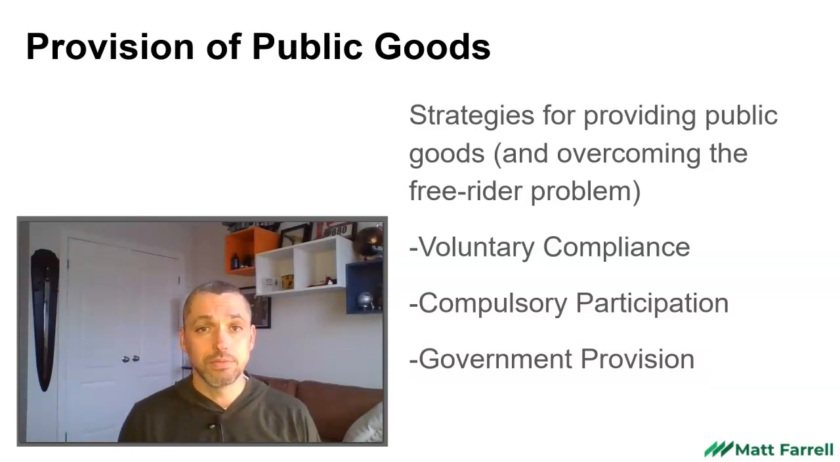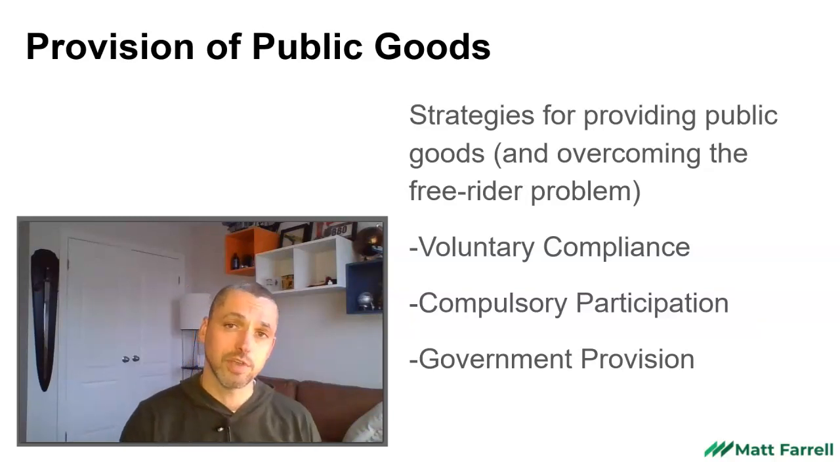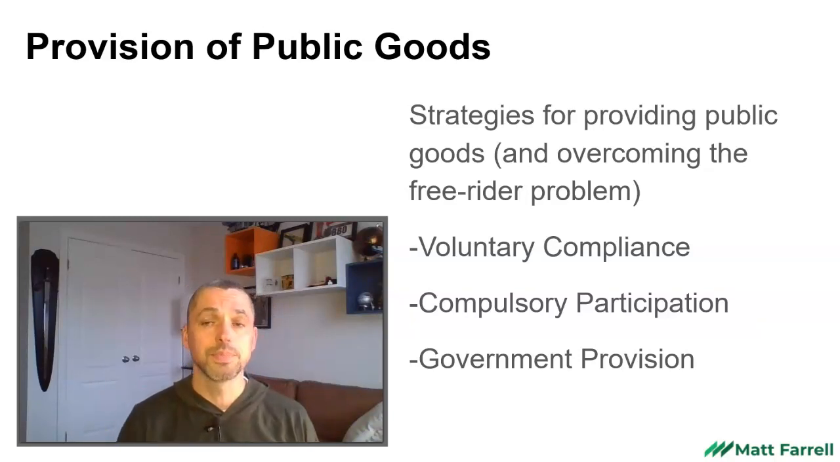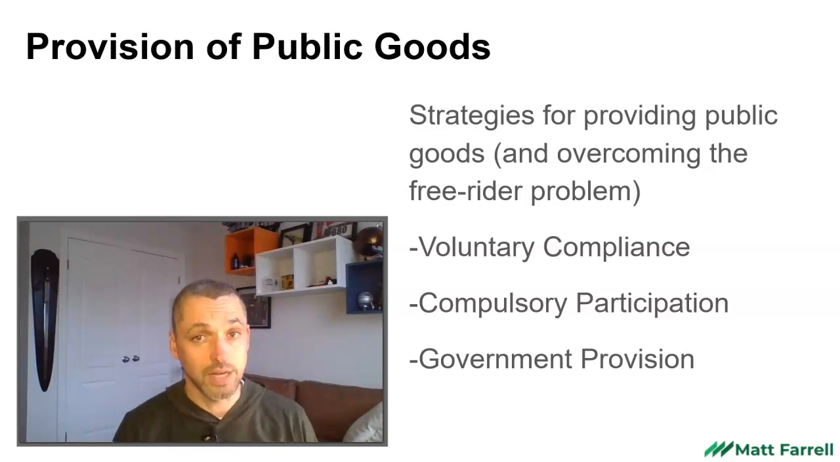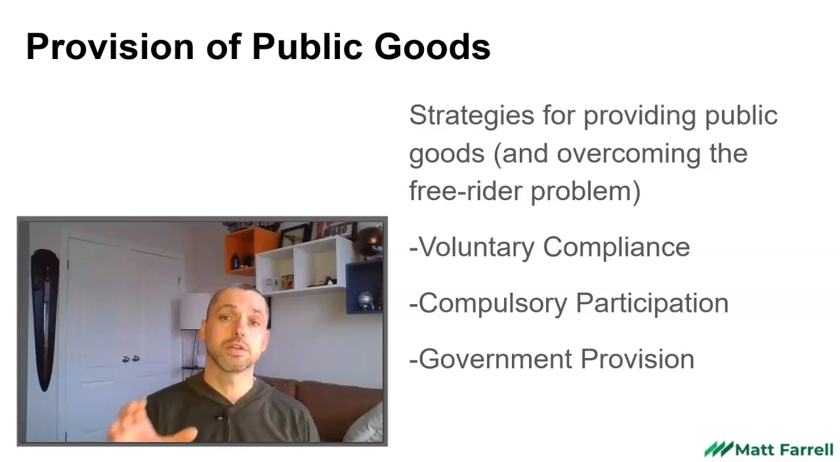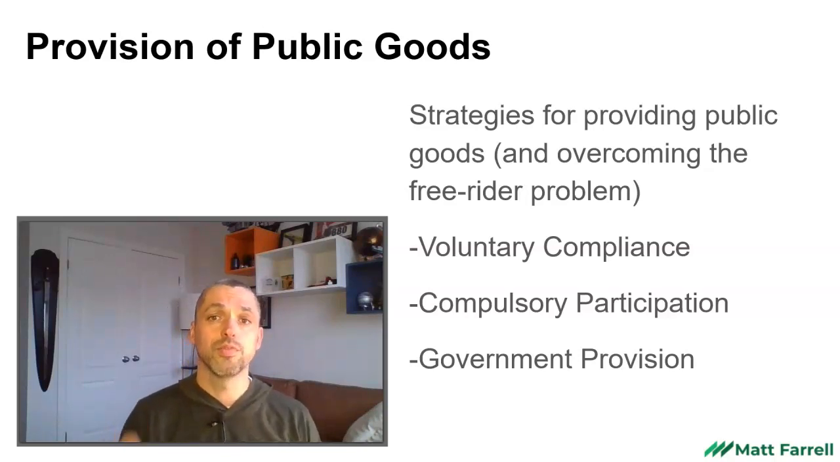The last and most common mechanism for providing public goods is government provision. You sort of enforce compulsory participation through the tax system. The government will charge money and use that money to fund a specific public good, whether that be streetlights, national defense, or roads that everybody can drive on. All of those things are examples of public goods provided by the government.